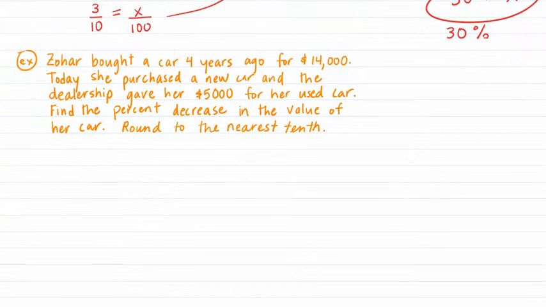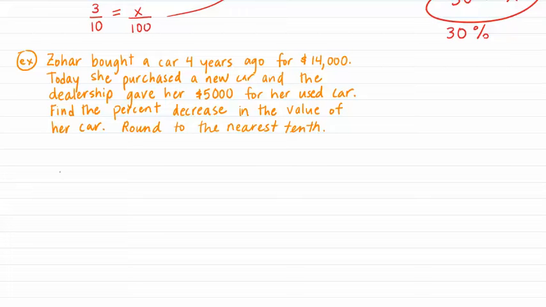Okay, next example. Zohar bought a car 4 years ago for $14,000. Today she purchased a new car and the dealership gave her $5,000 for her used car. Find the percent decrease in the value of her car and then round to the nearest tenth.